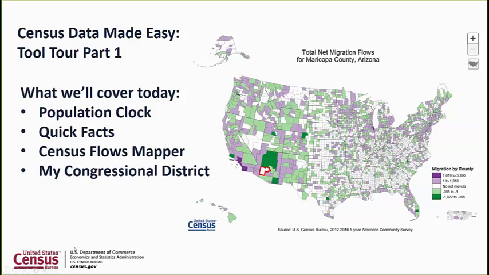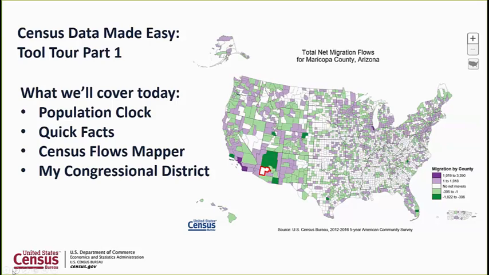The tools I'm going to show you today in the online demonstration are the Population Clock, which provides both national and international statistics at a high level. QuickFacts, frequently requested statistics at the national, state, county, and city level. Census Flowmapper, which is a simple interface to view county-to-county migration flows. You can also view characteristics of movers. And finally, My Congressional District, which, as the name suggests, allows you to look at data by Congressional District on population and characteristic data, such as income, education, and economic data as well.